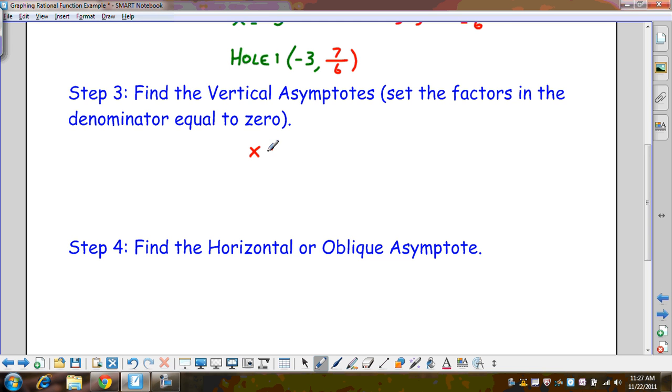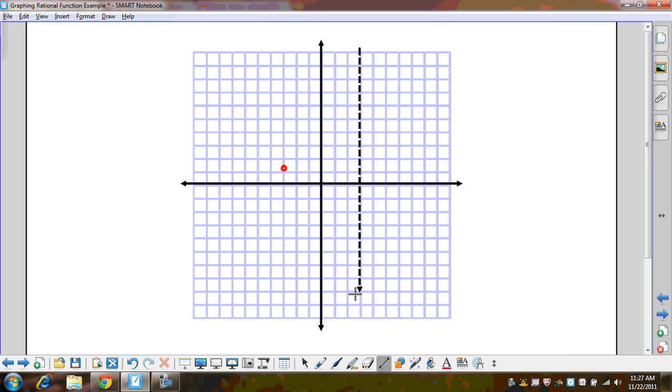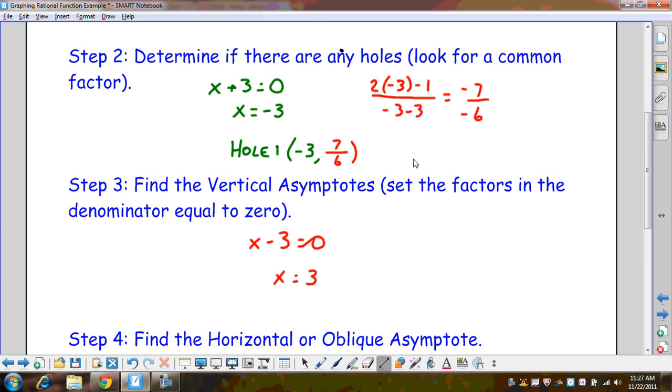Now I'm going to go ahead and plot that on my graph. I have to do a little estimating. So I'm going to go -3, and then 7 over 6 is basically right about here. So I'm going to make a little hole right there. So negative 3 and 7 over 6. I'm just eyeballing that as best I can.